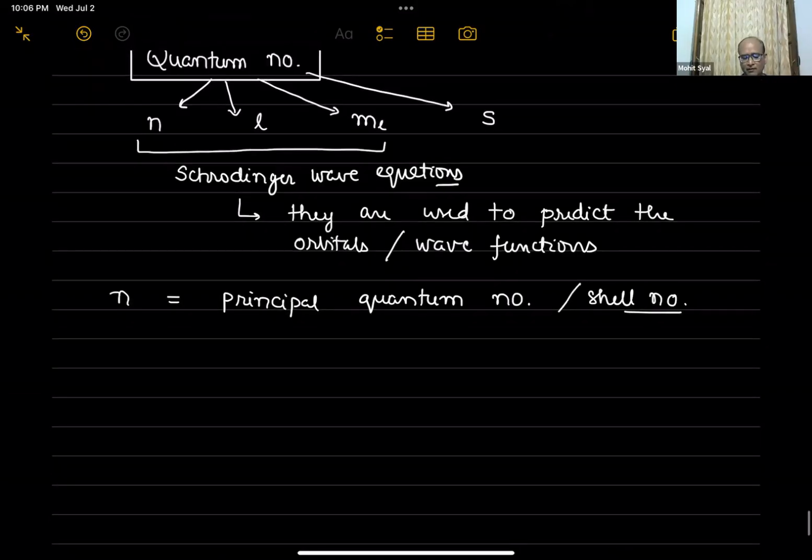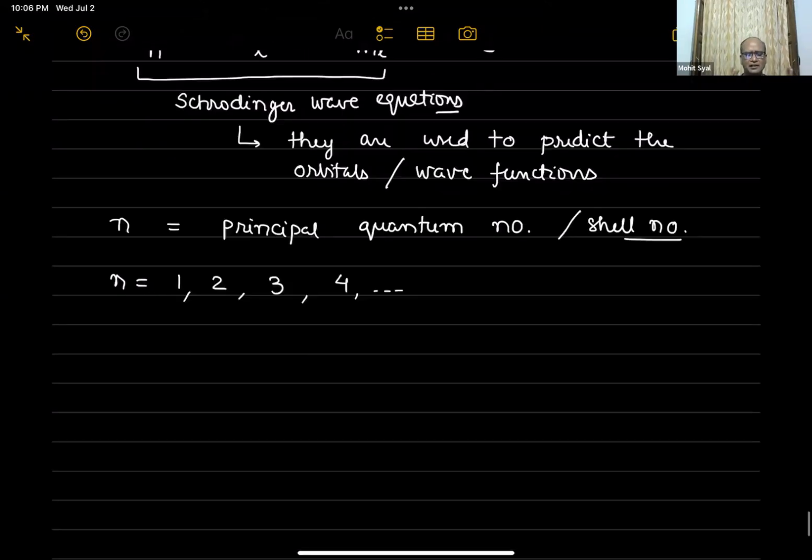So principal quantum number n equal to 1. What values can it have? You know already, the first shell can hold a maximum of 2 electrons, and the second shell can hold 8. This represents the shell number. Can n have a zero value? Can the shell number be zero? No, it cannot be zero.